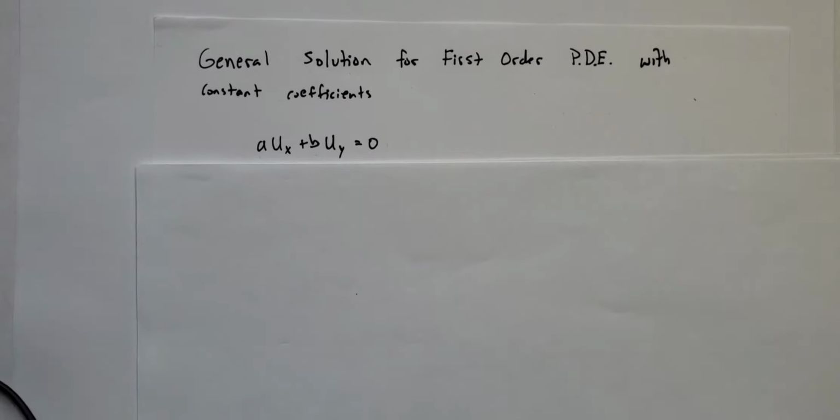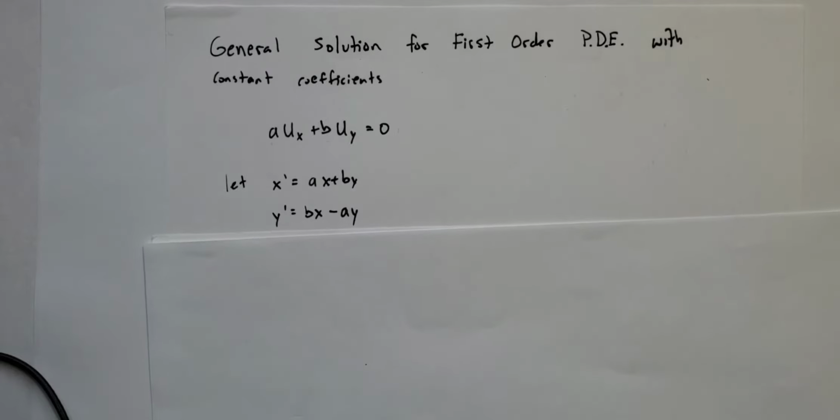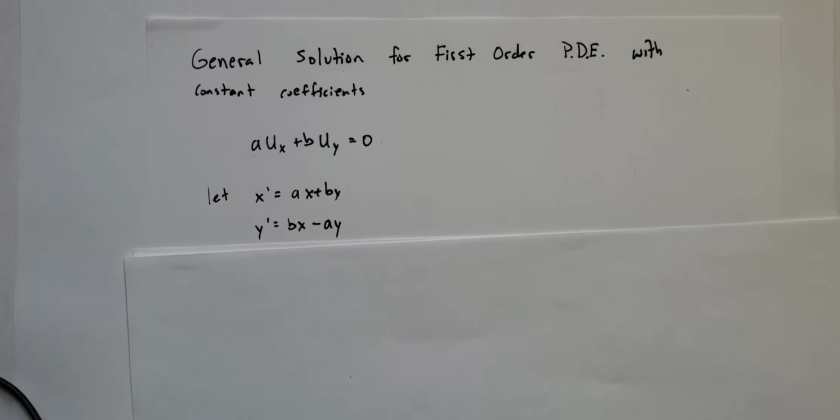First off, you need to change variables, called the change of variables method. Now, you might remember this from Calc 3, from multivariable calculus. First off, to find the solutions, we let x prime equal ax plus by, and you let y prime equal bx minus ay. I know it looks mysterious, but trust me, it'll work. And PDEs are kind of like that. You kind of just have to trust it.